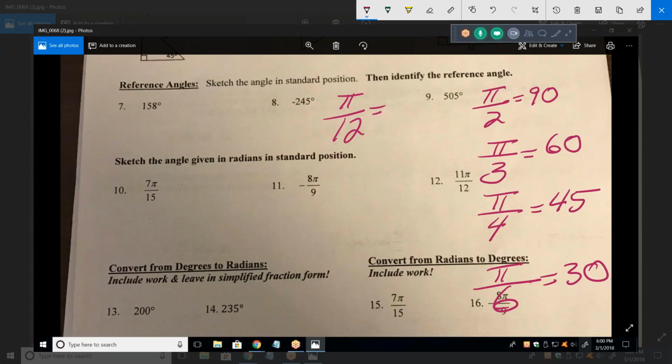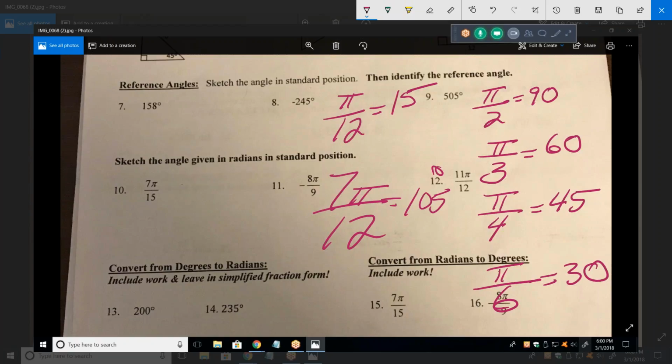Pi over 6 is 30. Pi over 12 is half that much, so 15. And notice 15 times 12 is 180. So what is 7 pi over 12? 7 times 15. To me, this is by far the easiest way to convert radians to degrees.